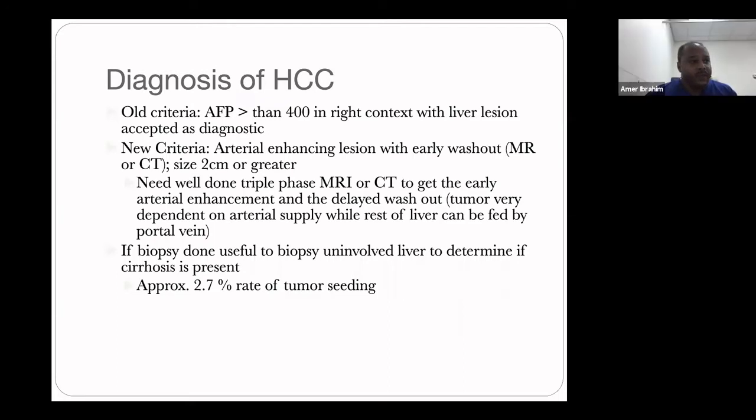We don't actually advise biopsying the HCC. There are multiple reasons for this: the high specificity and sensitivity of the radiological investigation, the possibility of bleeding with the HCC, and finally the risk of seeding along the tract of the biopsy itself.